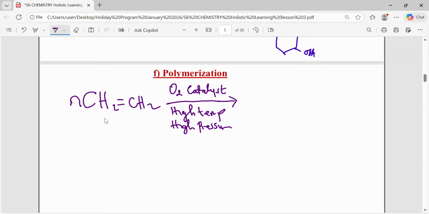In simple terms, our monomer is this ethene. Which means ethene is going to combine with a number of them to form our polymer. So in simple terms, I'm asking, which polymer are we forming? Audrey, which polymer do we form? I think you're forming polyethane. Polyethene.